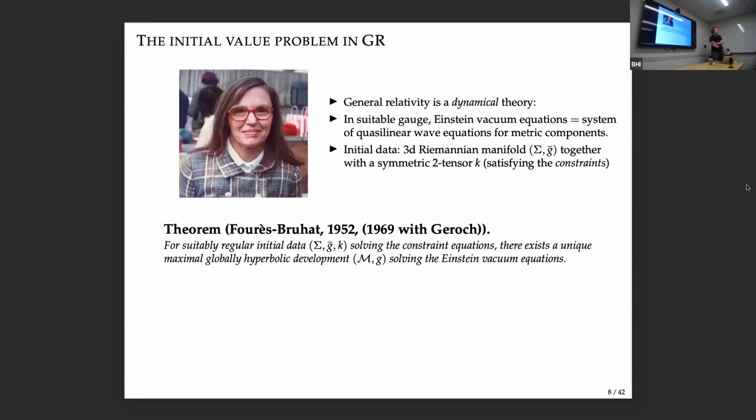Okay, and just to be very transparent about the setting here, I always regard relativity as a dynamical theory, because the Einstein vacuum equations are a system of quasi-linear wave equations for the metric components in a suitable gauge, with initial data given by some Riemannian manifold together with a symmetric two tensor satisfying the constraints. And then there is this fundamental theorem of GR that for suitably regular initial data solving the constraints, there exists a unique maximal globally hyperbolic development that you can associate to these data.